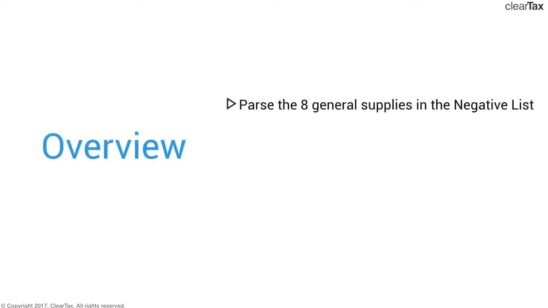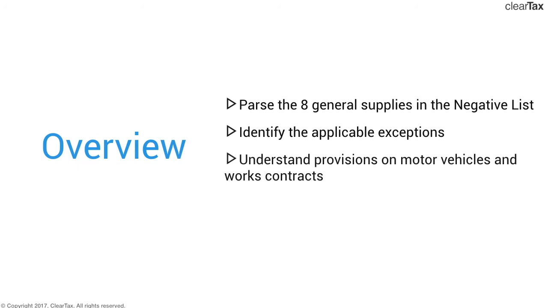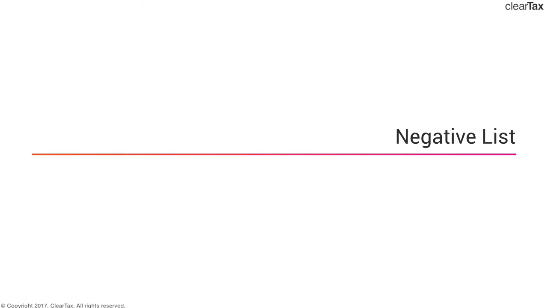It's now time to check out what are the items in the negative list. The Act prescribes 8 broad categories that fall into the negative list, and within these 8 categories, there are exceptions. Specific exceptions, we'll identify those. We'll discuss further on the provisions related to motor vehicles and works contract, and also dive into the proportionate credit mechanism. Let's start off with the negative list.